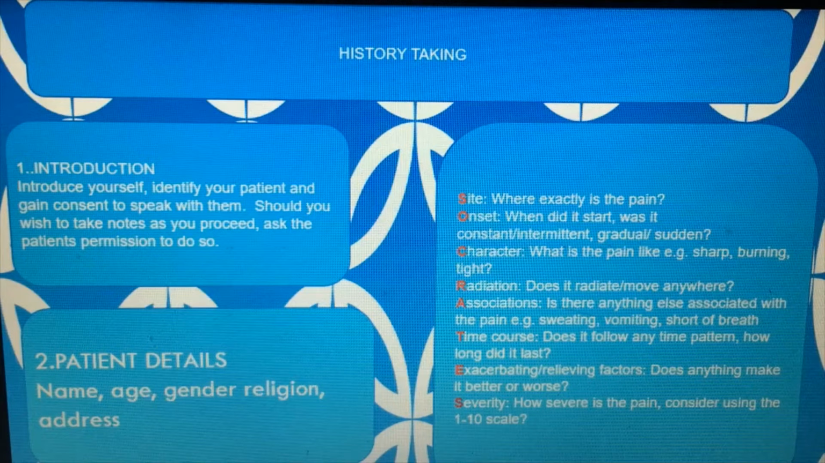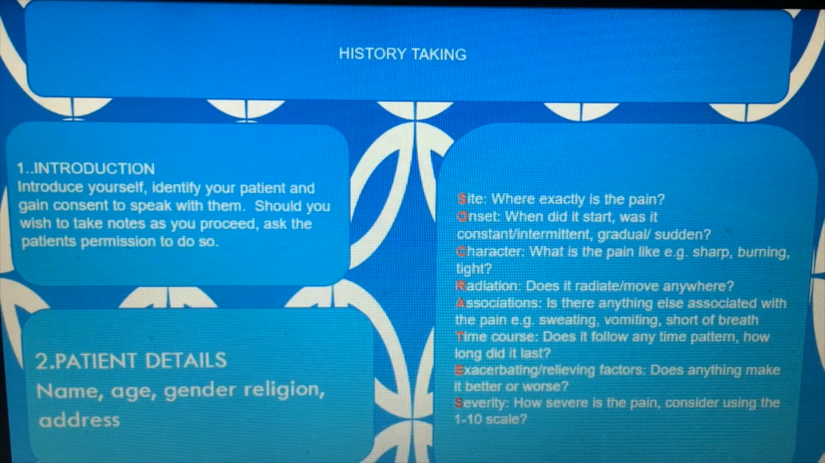First of all, you have to identify your patient, introduce yourself and gain consent to speak with them. For example, there is the patient. You come and say, "Hi, my name is Dr. Fiona. I'm going to be your doctor for today. Is that okay with you?"